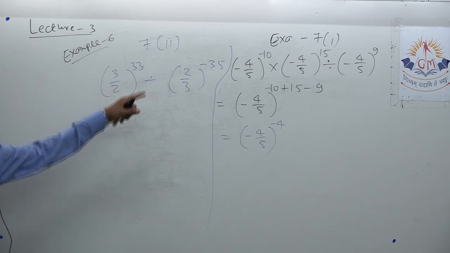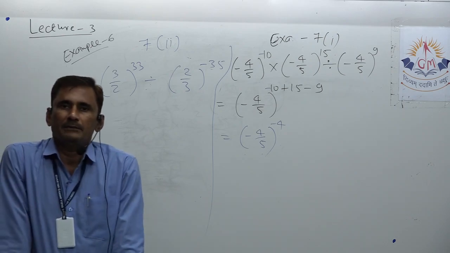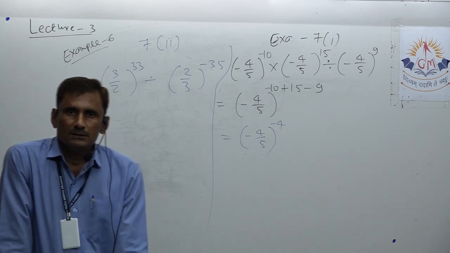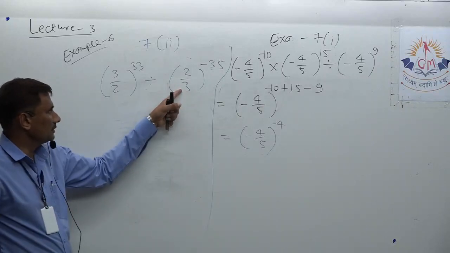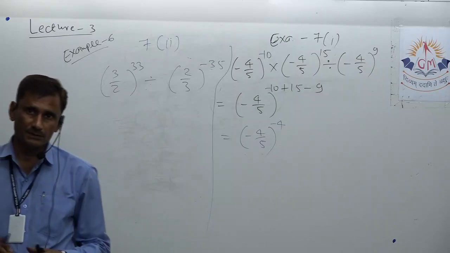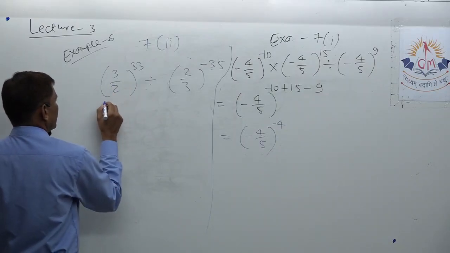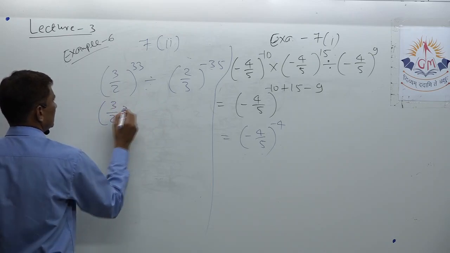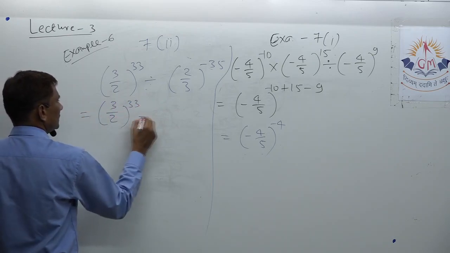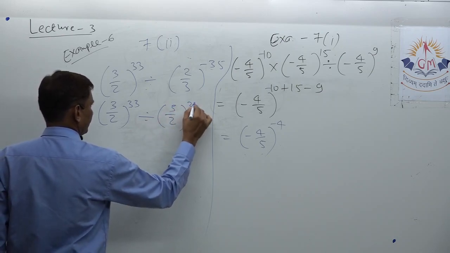Here is 3 by 2, there is 2 by 3, you know, but you can make them equal. You can write here the reciprocal of the base. How? By making the exponent opposite. Making the exponent opposite. Okay, so I do nothing here. Writing 3 by 2 raised to 35.